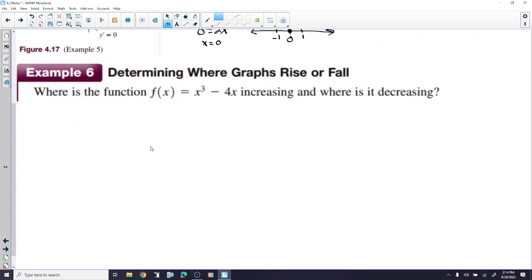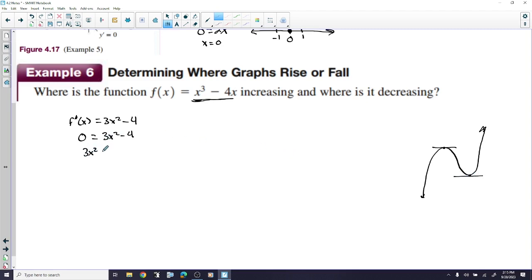Determine where graphs rise or fall. Well, let's not pretend that we don't know what this looks like. It's an x to the third, so it looks something like this. Some version of an x to the third. So we know this function is going to rise and then fall and then rise. But we're going to find out where the function is increasing and where it is decreasing. So let's take the derivative. That's 3x squared minus 4. This is the first derivative, not second. If we set it equal to 0, we're finding out where the local maximum and the local minimum are.